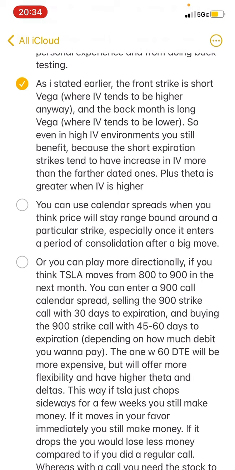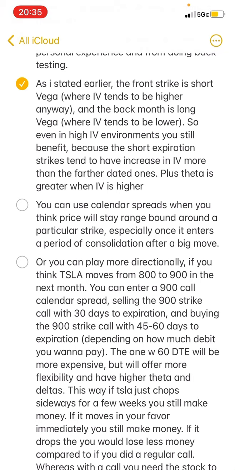Now, this is where IV is very complicated. This is where calendar spreads can really screw you over. If you get a big crush in IV on the longer dated one, but IV stays the same on that near dated one, or even goes up, then you're going to get screwed over. And that kind of situation can happen. It's happened to me before.